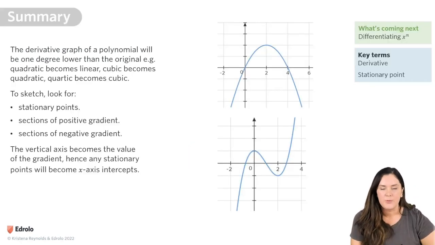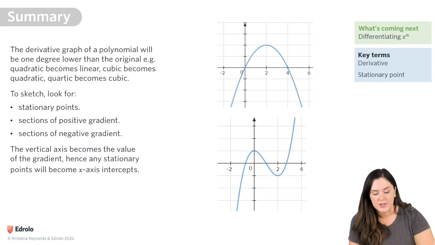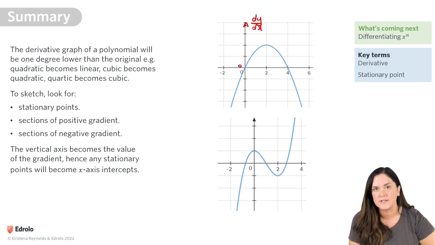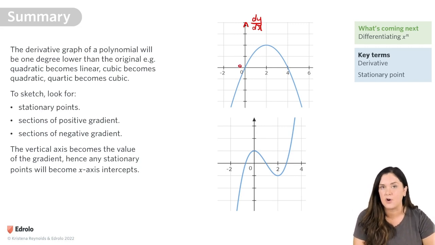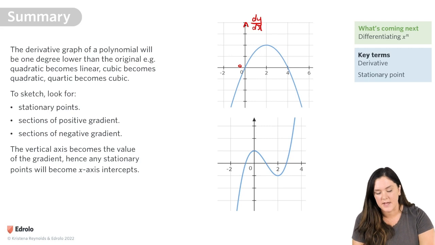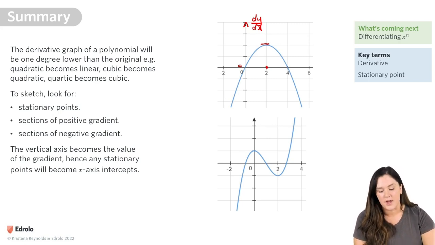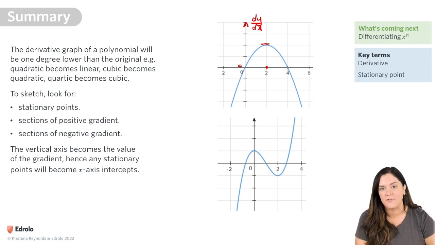So in summary, when we are sketching the derivative graph, we need to remember that our y-axis is no longer the y-axis. It becomes our gradient. So we can say it's dy/dx. Along the x-axis there, we have our gradient of 0, so we need to mark in any points of 0 gradient. So for example, this one here, our gradient is 0 at 2. And then we need to work out where our gradient is positive and negative and mark that on the graph. So above the x-axis is positive gradient, below the x-axis is negative gradient.